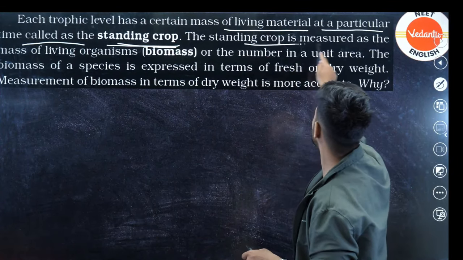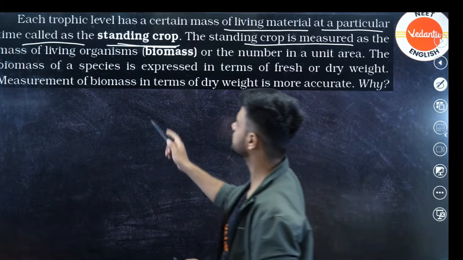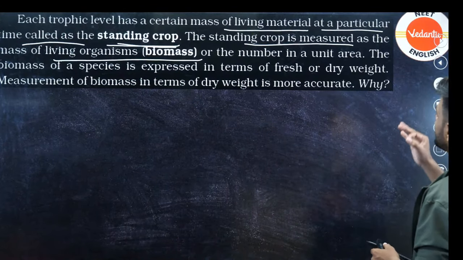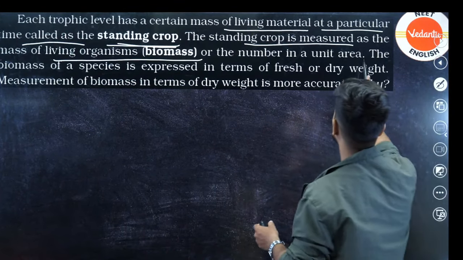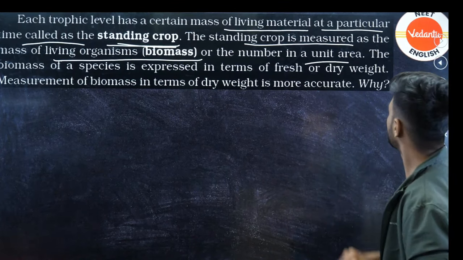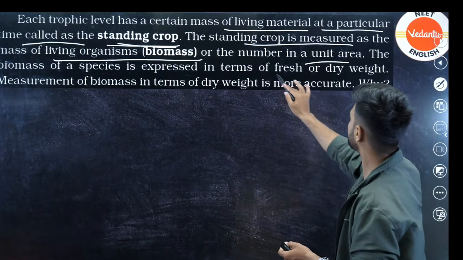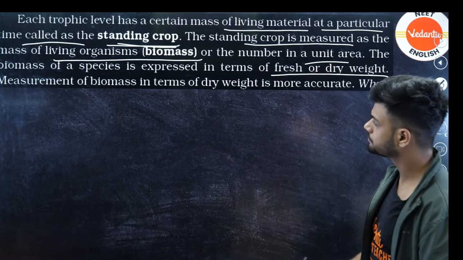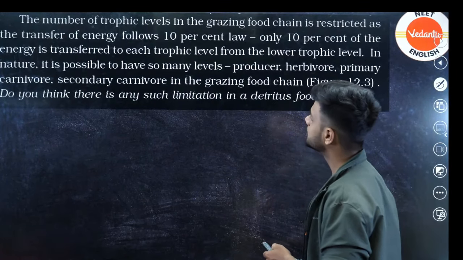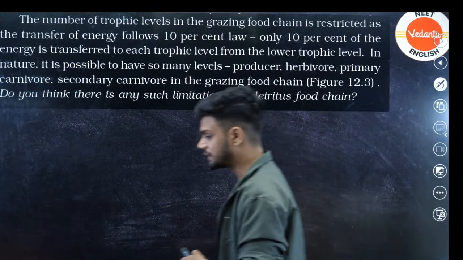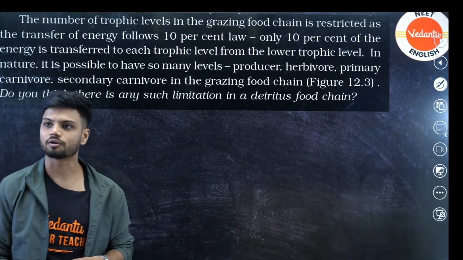The standing crop is measured as the mass of the living organism, also called biomass, or number in a unit area. The biomass of a species is expressed in terms of fresh or dry weight. Clear? Fresh or dry weight. Now we have the 10% law.